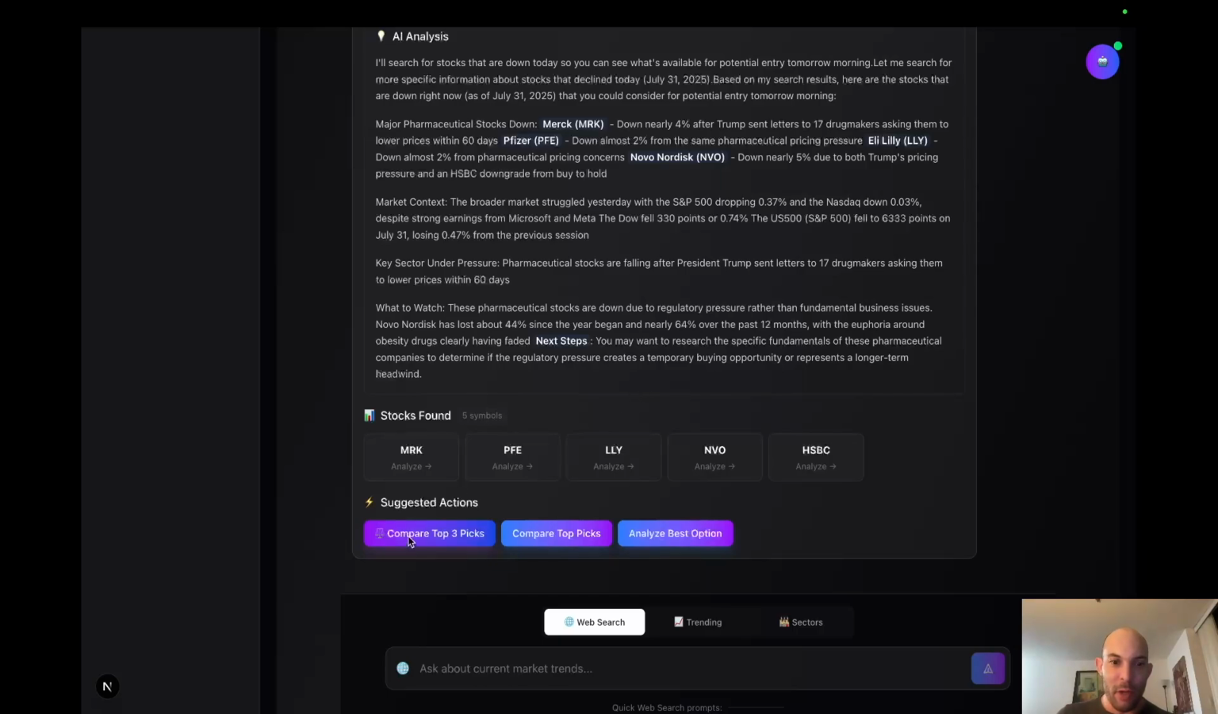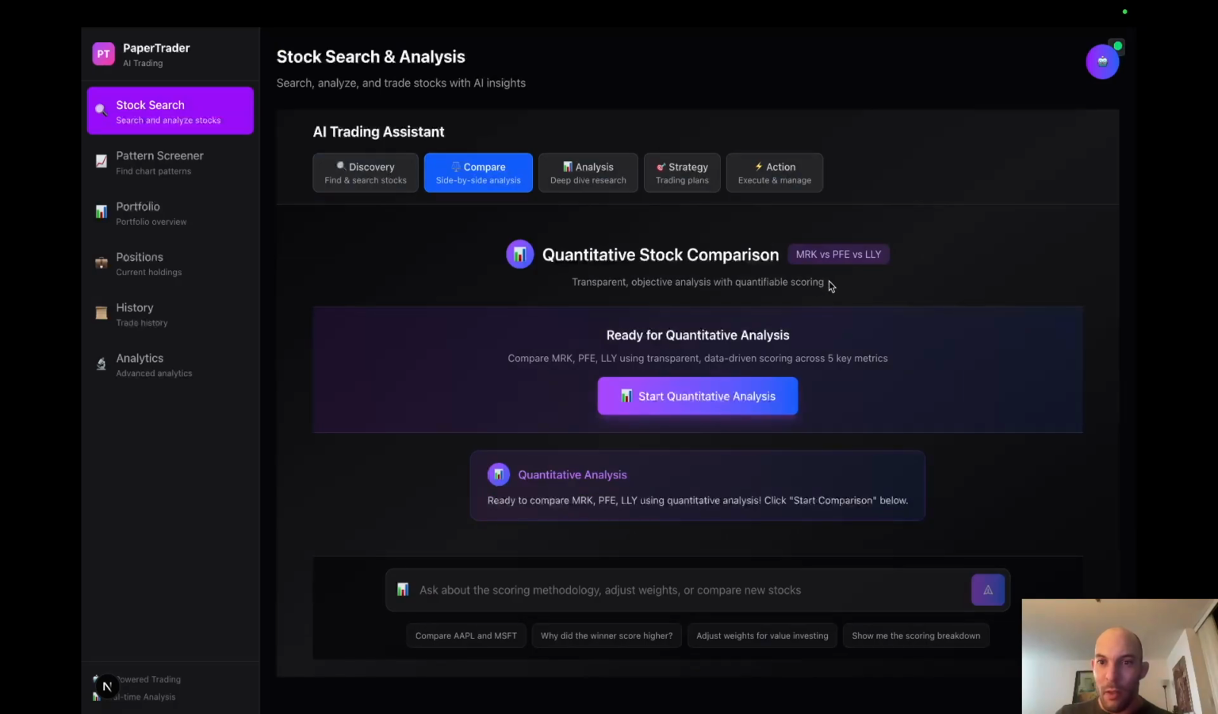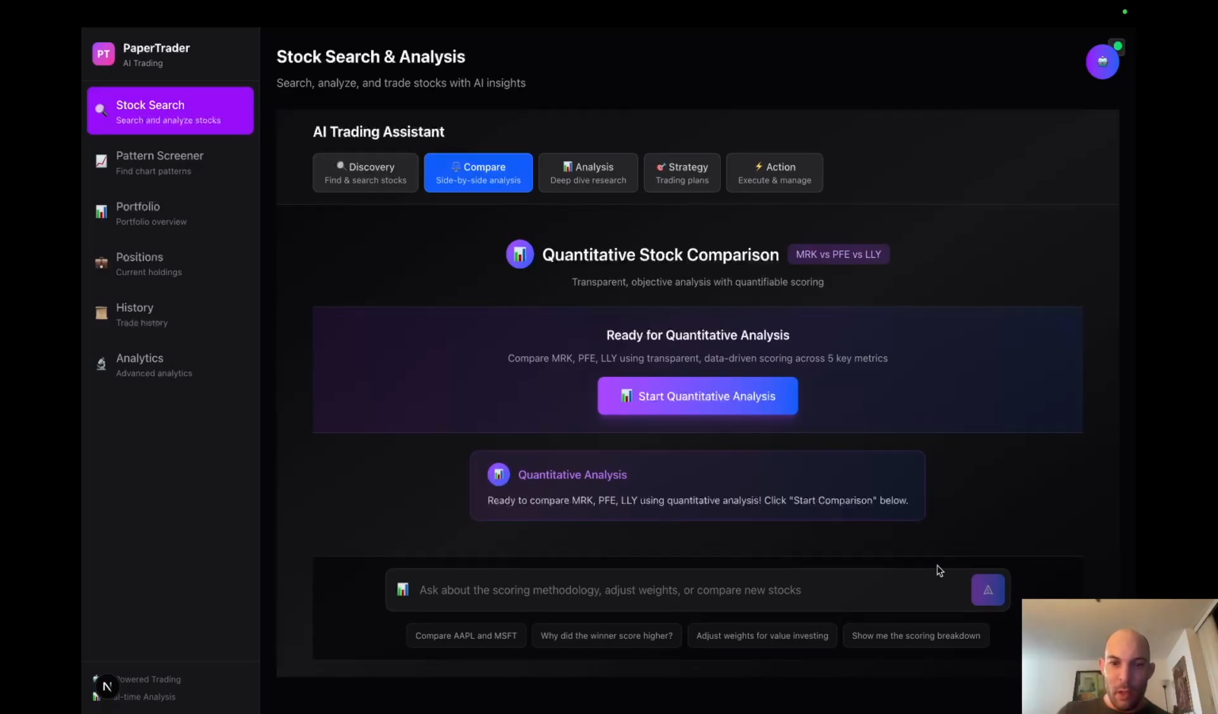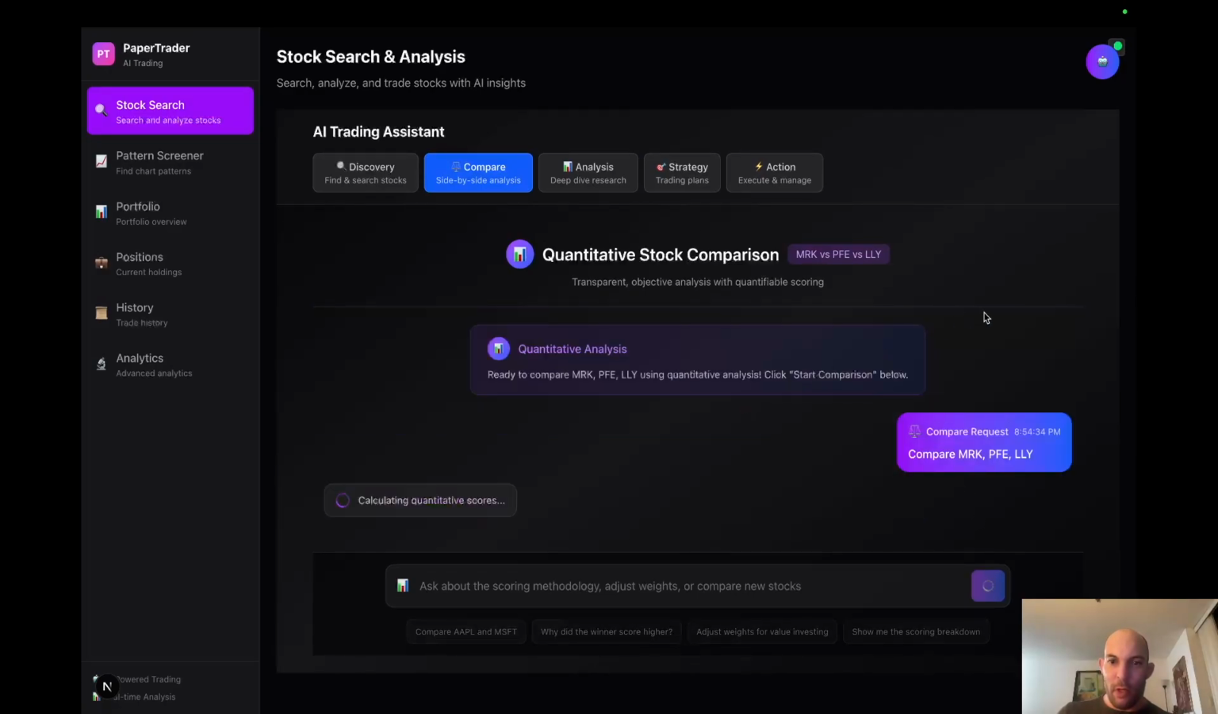So let's do compare top three. That's Merck, Eli Lilly, and Pfizer, I think. I don't know what PFE is. So yeah, let's do start quantitative analysis. We'll see who the winner is.